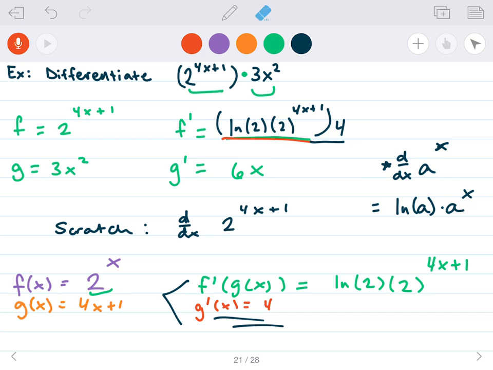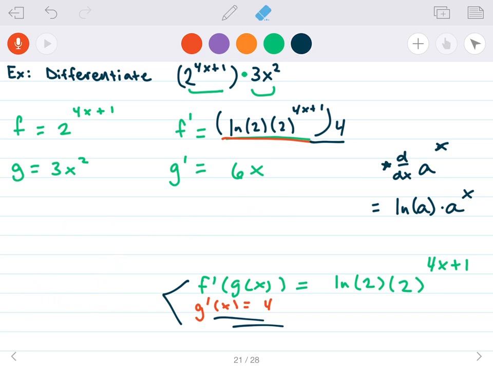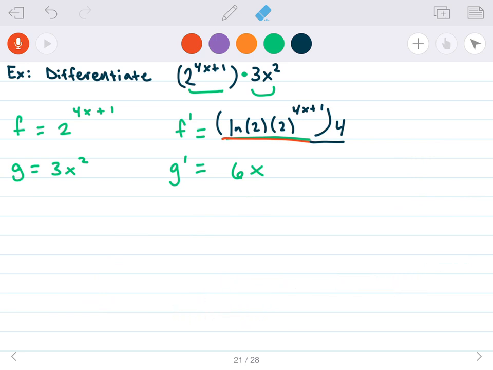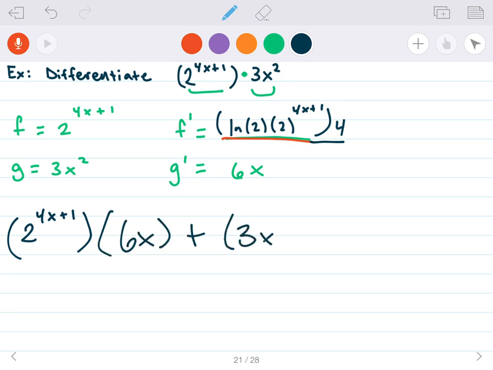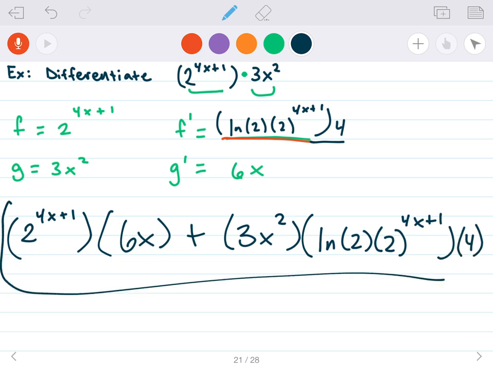All right, so we have everything we need. We have f, g, f prime, g prime. So let's go ahead and get our final answer by using the product rule since we have that information. So product rule says keep the first, which is f, times the derivative of the second, which is 6x, plus, now you keep the second, times the derivative of the first, which was that hot mess over here. All right, so that's our derivative. There it is.